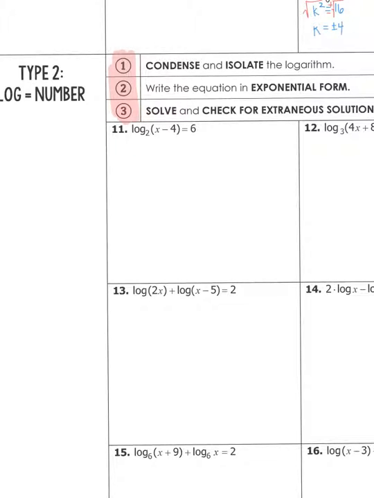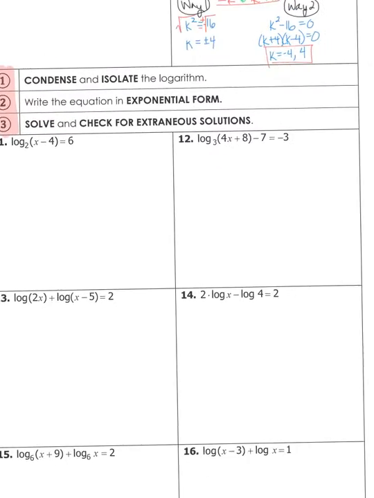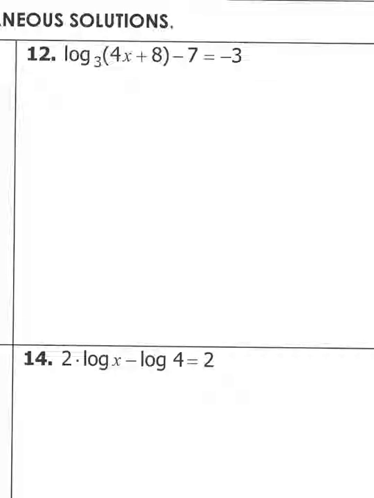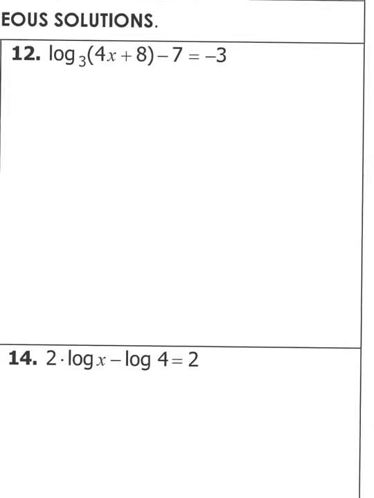Then once you do that, you have everything else on the other side. You're going to have a number on that other side. Just put your equation into exponential form, and then you can solve. And you still have to check for extraneous solutions. So let's go ahead and look at 12. Move this over here, make it bigger.